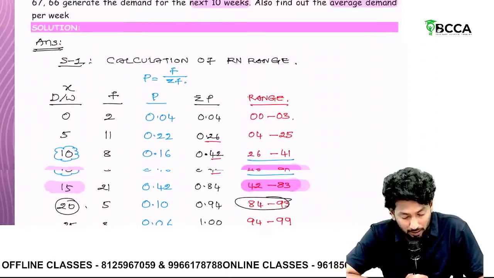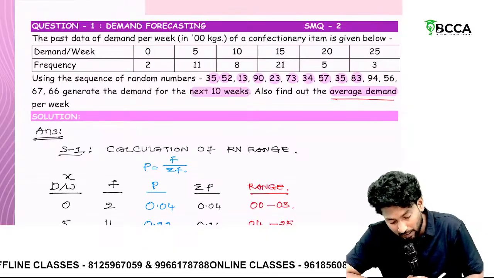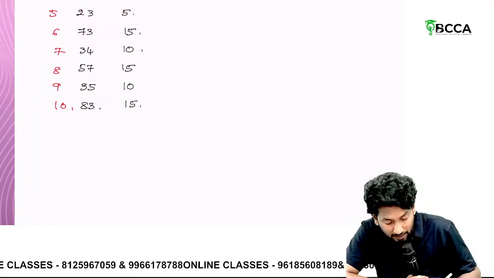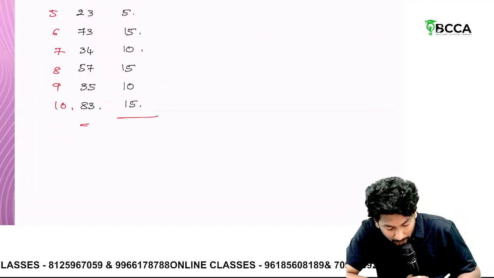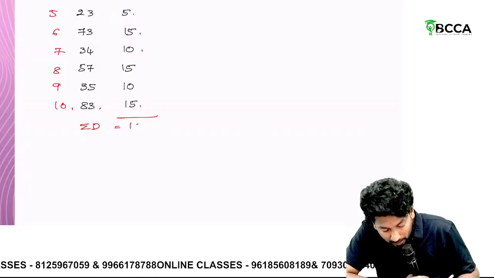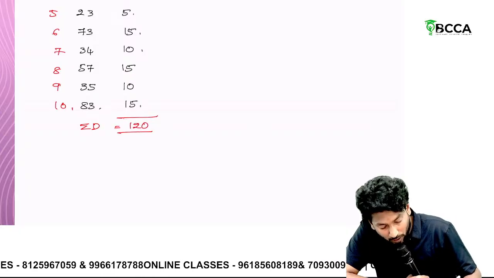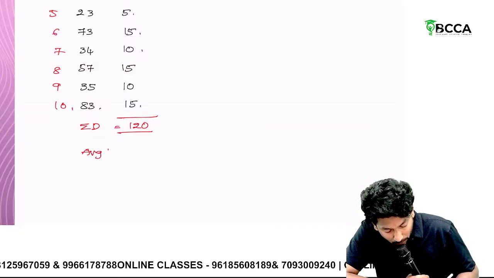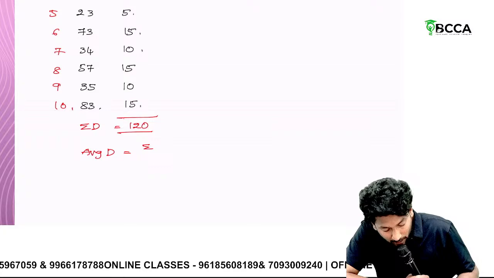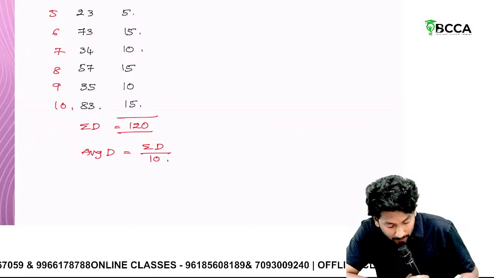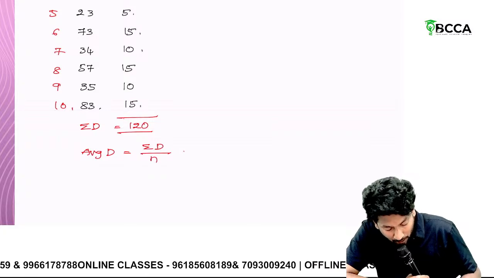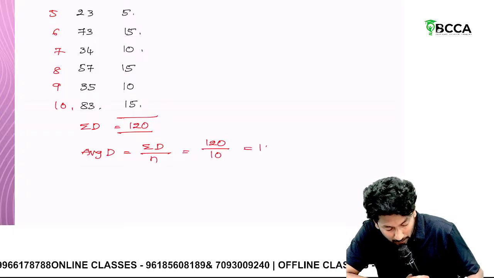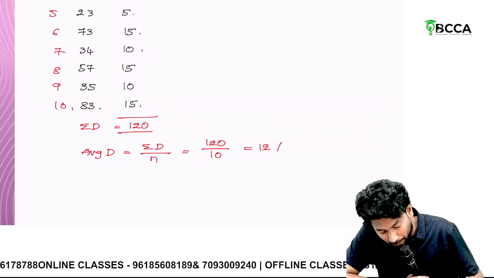In the question, they're asking us to calculate average demand per week. Here we have calculated the expected demand for the next 10 weeks, sir. So total demand is 120. Now average demand is equal to total demand divided by number of weeks, 10. Total demand is 120 divided by 10 weeks, that means 12 units per week.